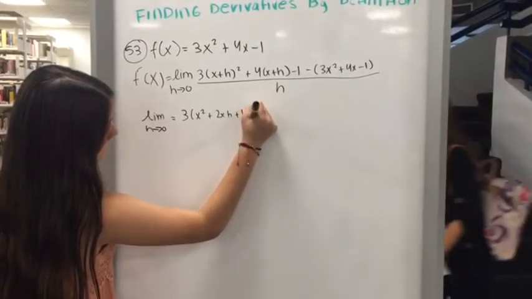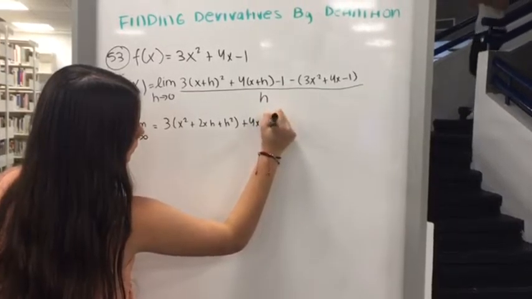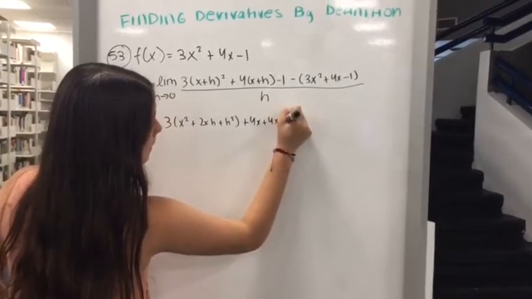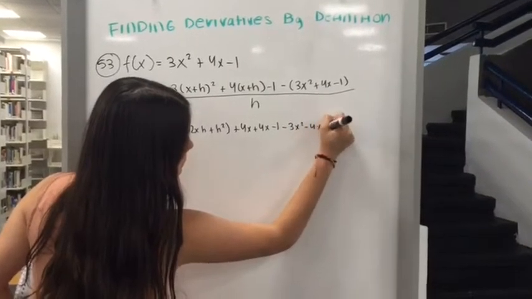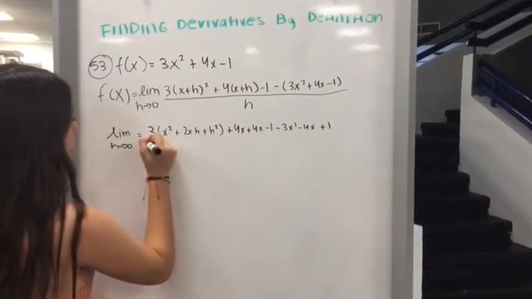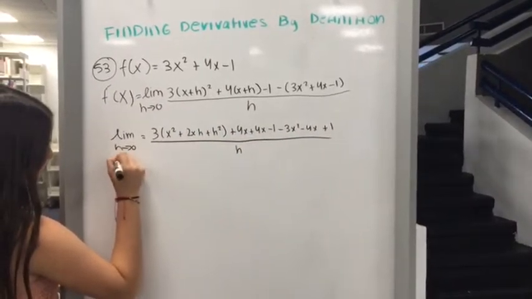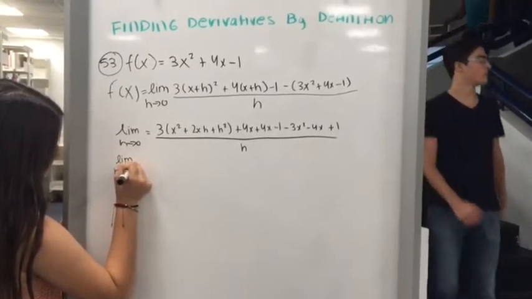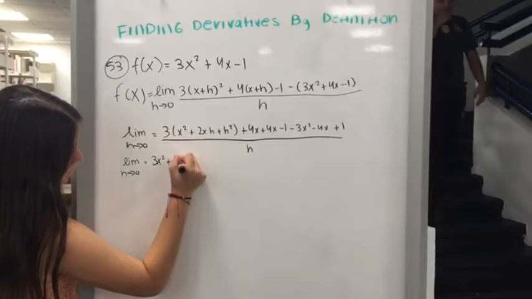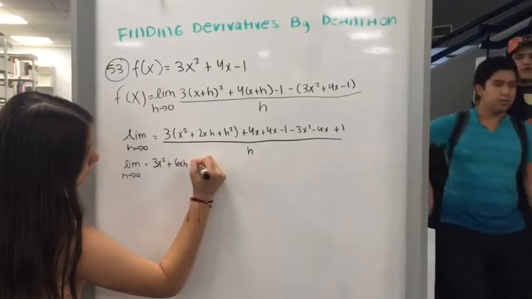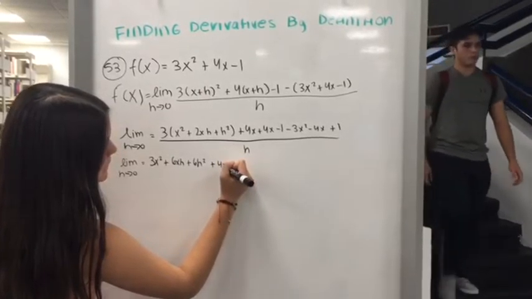Now we expand our parentheses of 3 times x plus h squared and 4 times x plus h. Our last parenthesis will be multiplied by a negative. After doing that, we copy our humongous formula. For our next step, we will need to be very careful of what we cancel out.